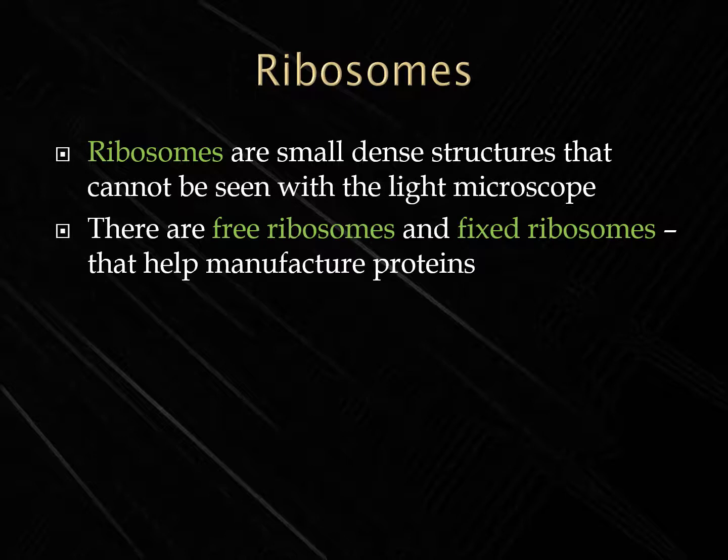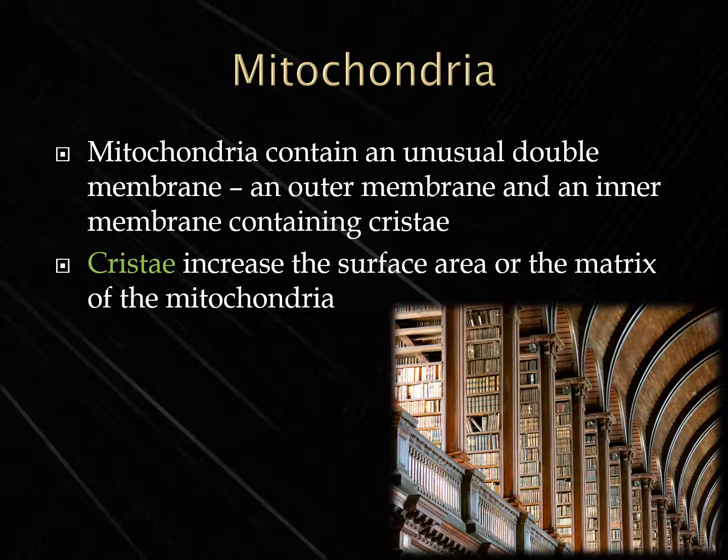Ribosomes are small, dense structures that cannot be seen with the light microscope. There are free ribosomes and fixed ribosomes that help manufacture proteins. Mitochondria contain an unusual double membrane, an outer membrane and an inner membrane containing cristae. Cristae increase the surface area of the matrix of the mitochondria, similar to a bookshelf.